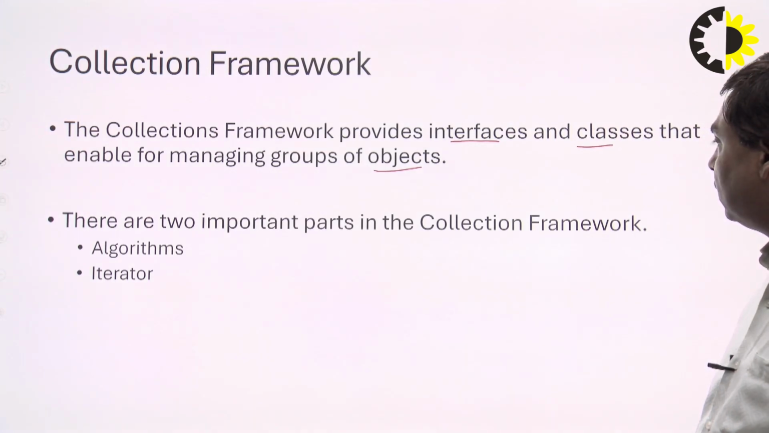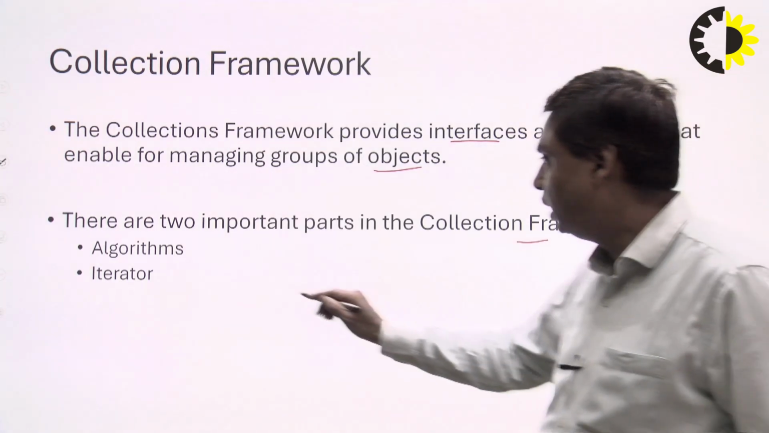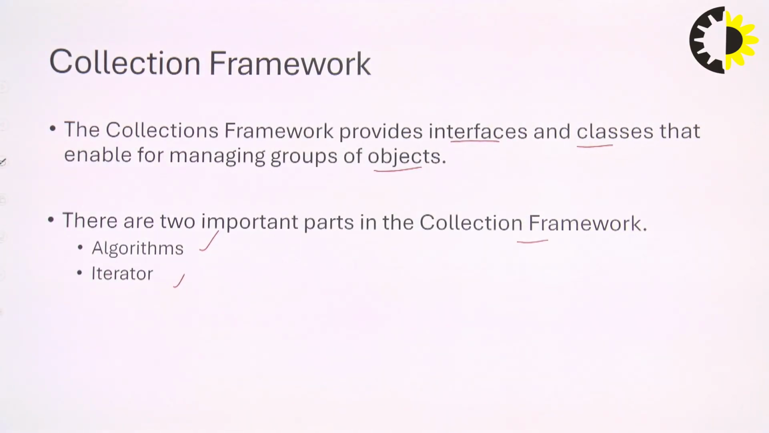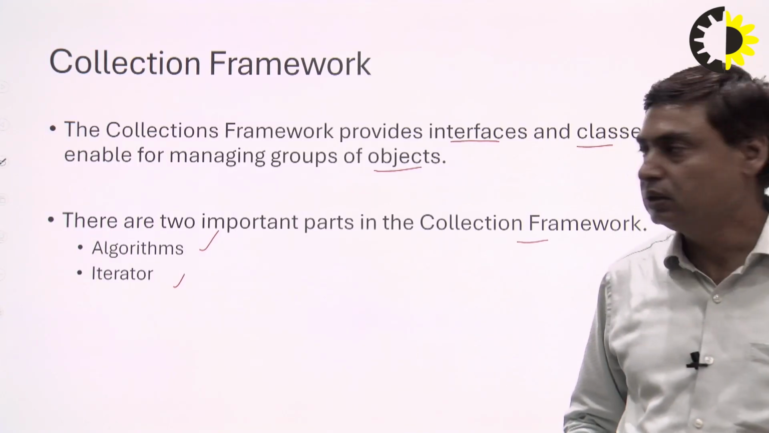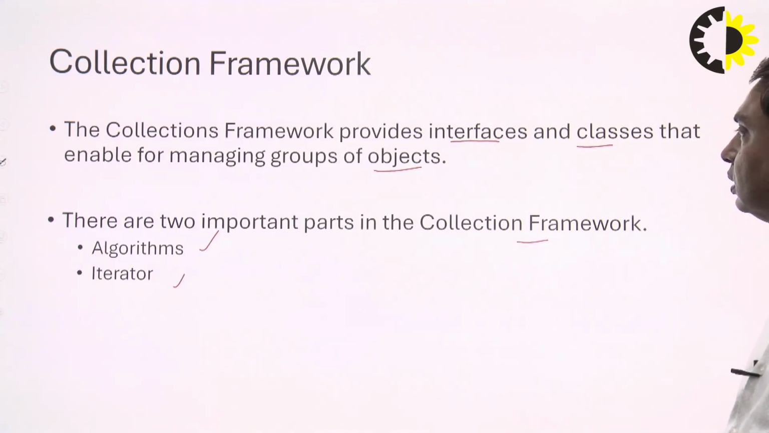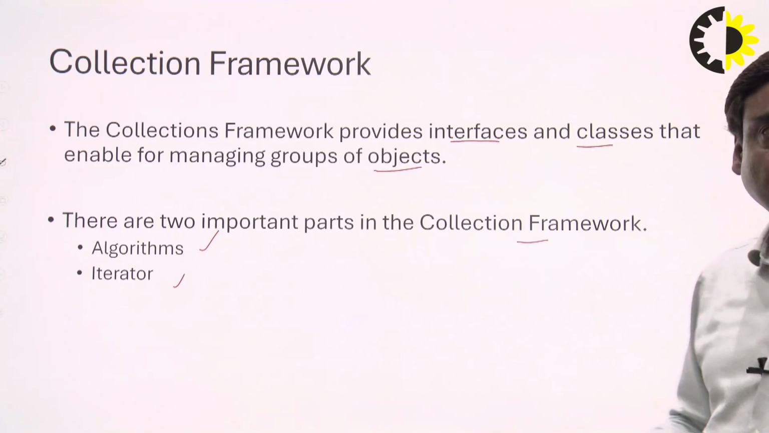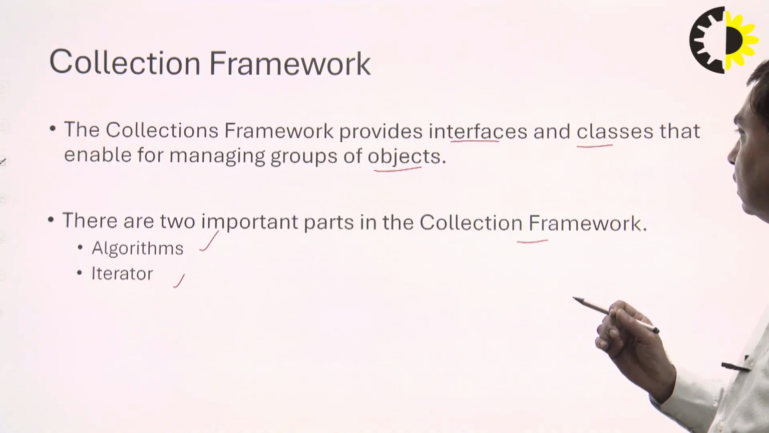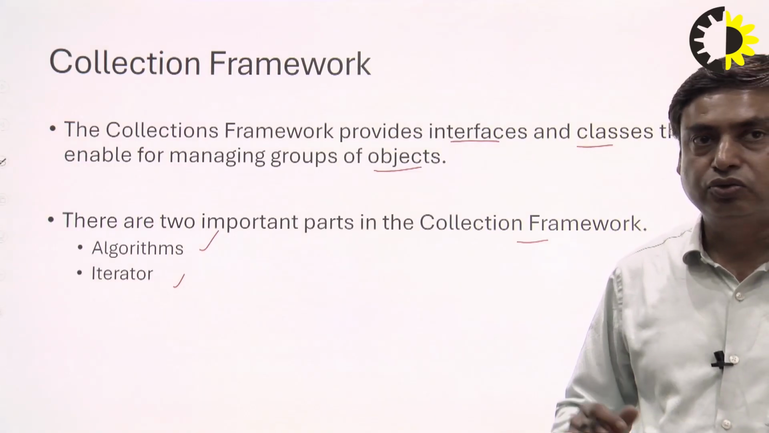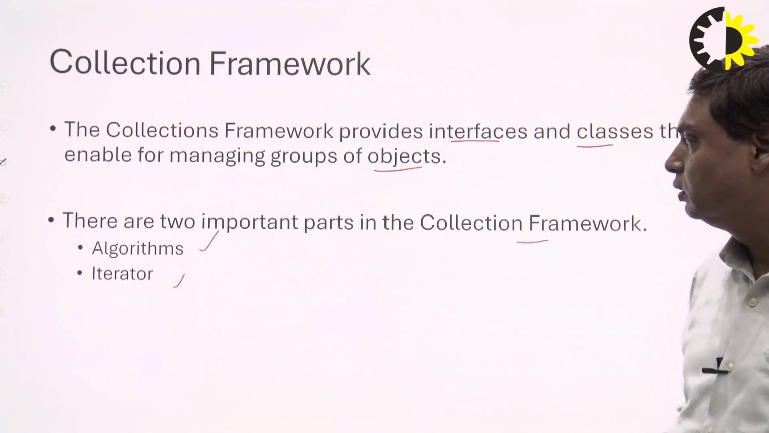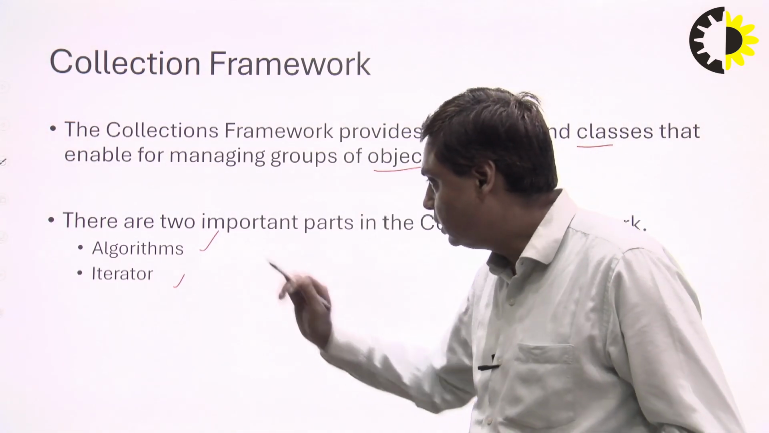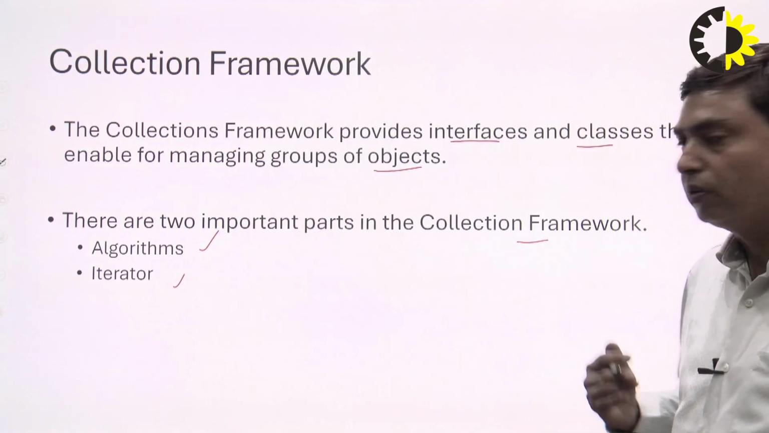Now, two important parts in the collection framework are the algorithm and the iterator. As I told, it is a framework. It has many classes and interfaces. Therefore, it has many methods and these methods work on a group of objects. Whatever the entity in the collection is, it is an object. So, you are handling objects. To handle these objects, we have the algorithms and there is an iterator to move through each object.